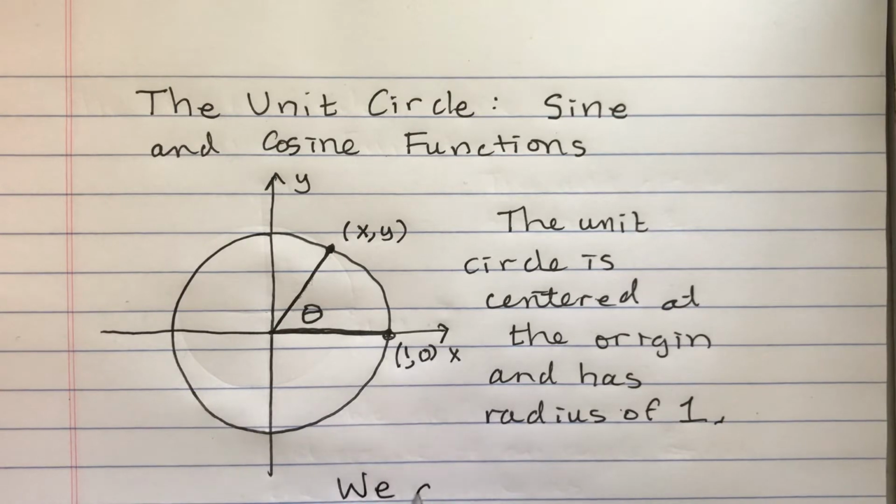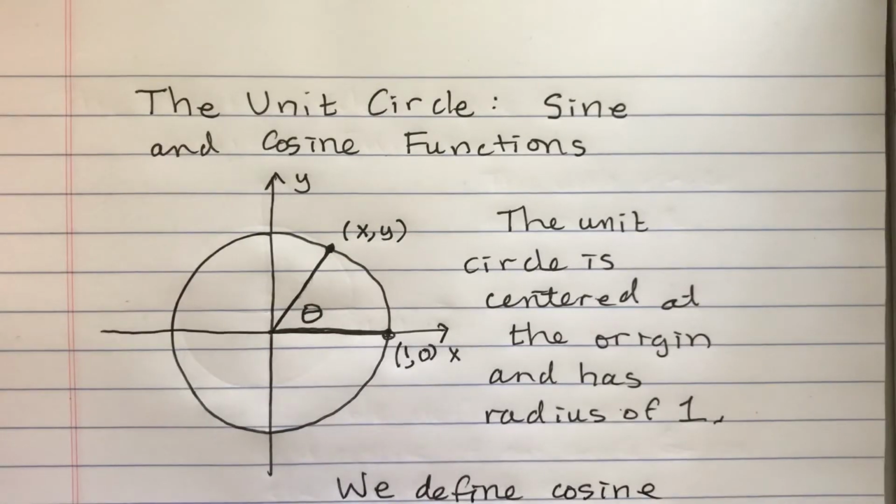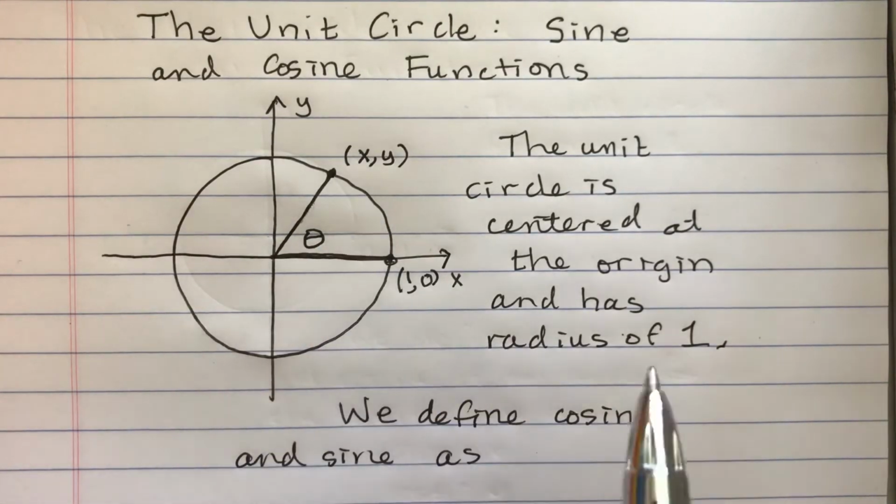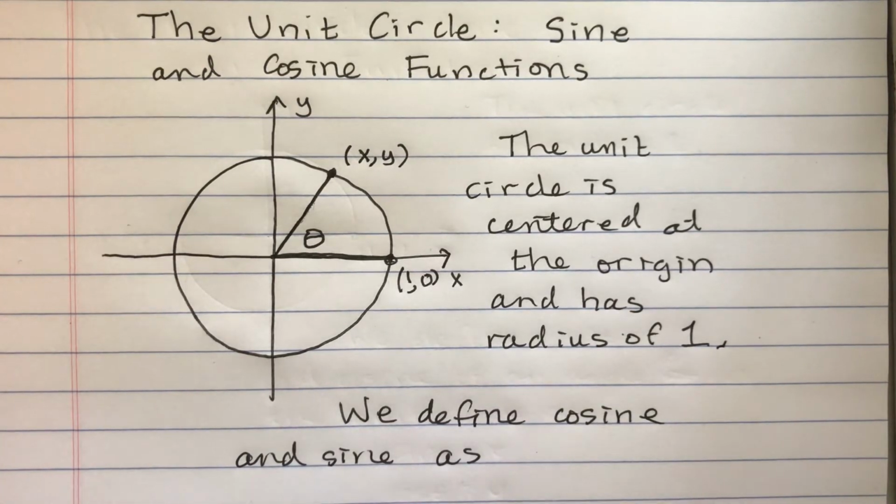Then we define cosine and sine as: cosine theta equals x, so that the x coordinate is cosine theta, and sine theta equals y on the unit circle.